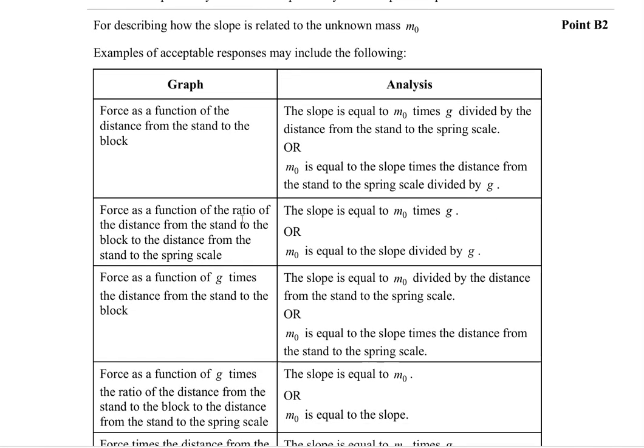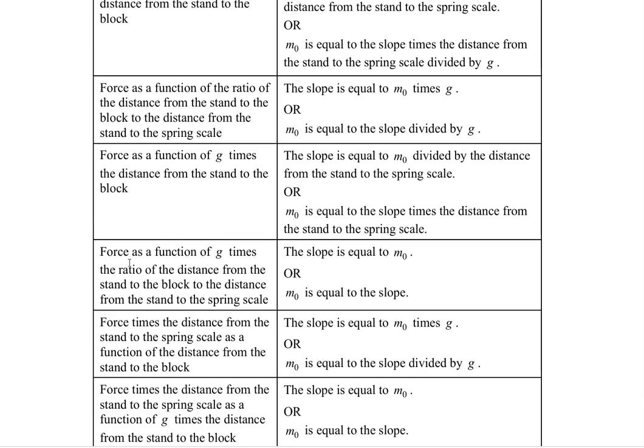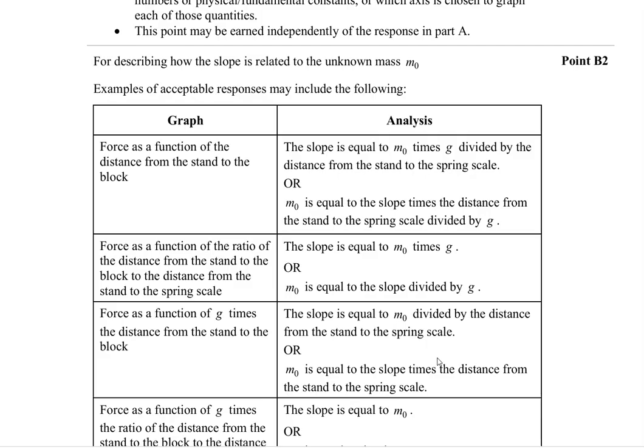But then here's the thing. I don't know where mine is. This was mine: force as a function of g times the ratio of the distance. That's basically what I said. Notice they said the slope is mass. You actually have to say this. So column 1 is what you can graph, get a point. Column 2, the analysis, is how you can use that graph to get the value you need. Basically, is it the slope? Is it the slope times something? All right.